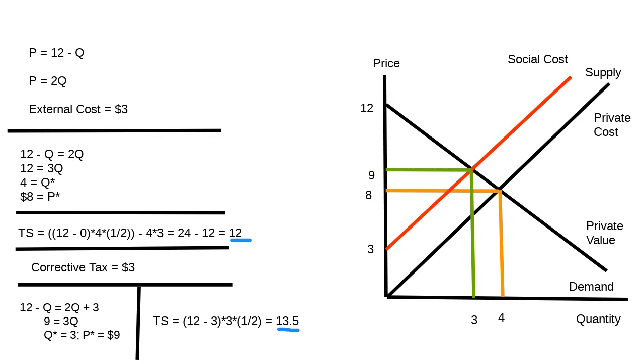Okay, so the question asks, which of the following was a socially optimal outcome? Well, the answer is quantity 3, price 9. And so the answer here should be A.